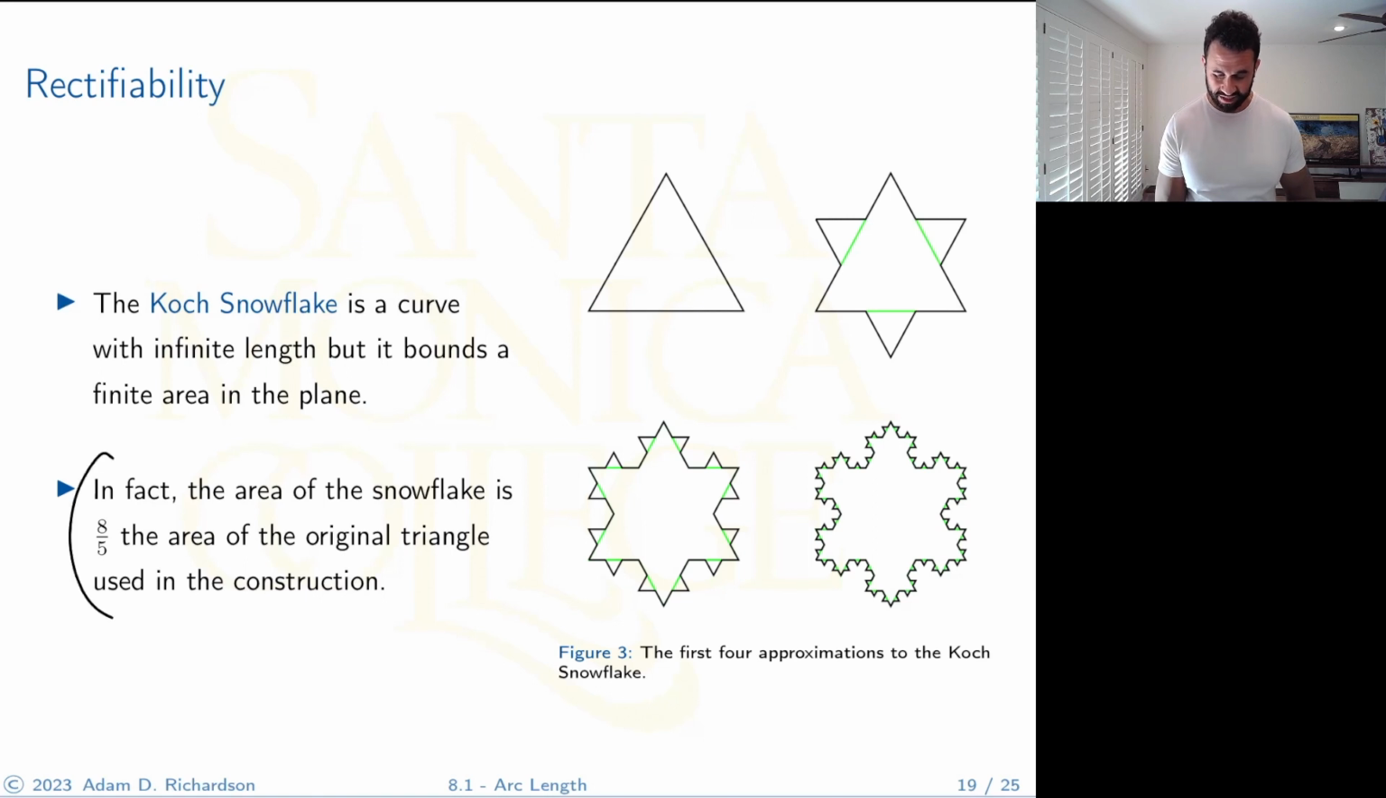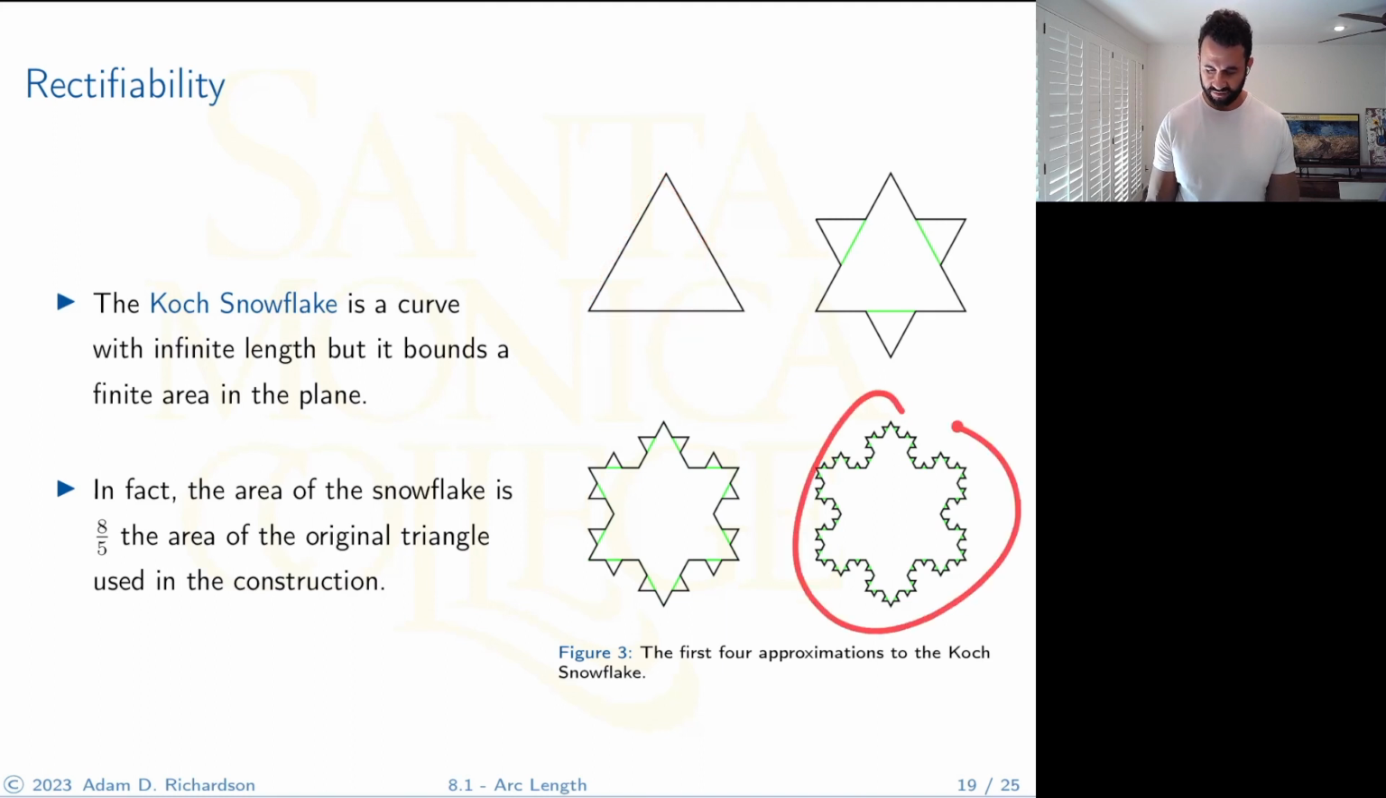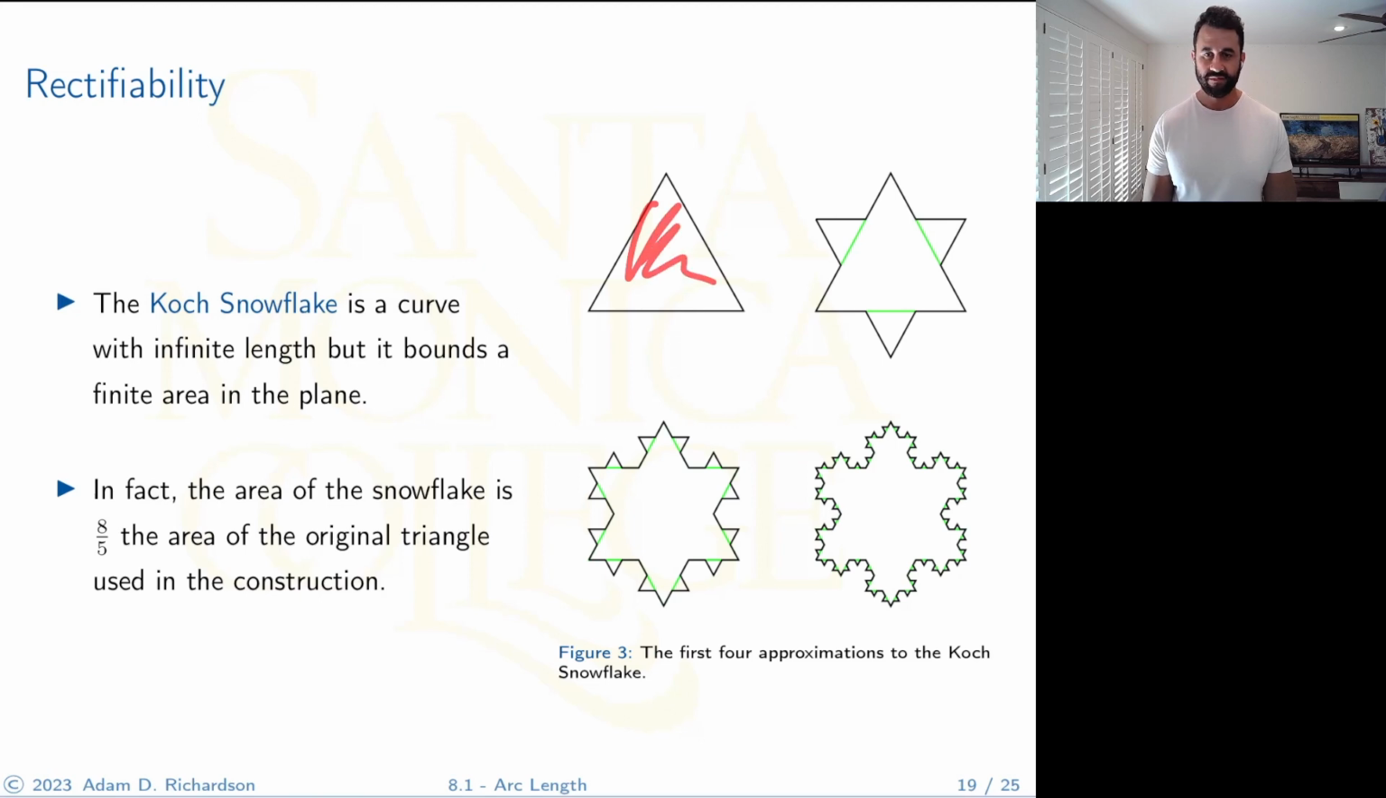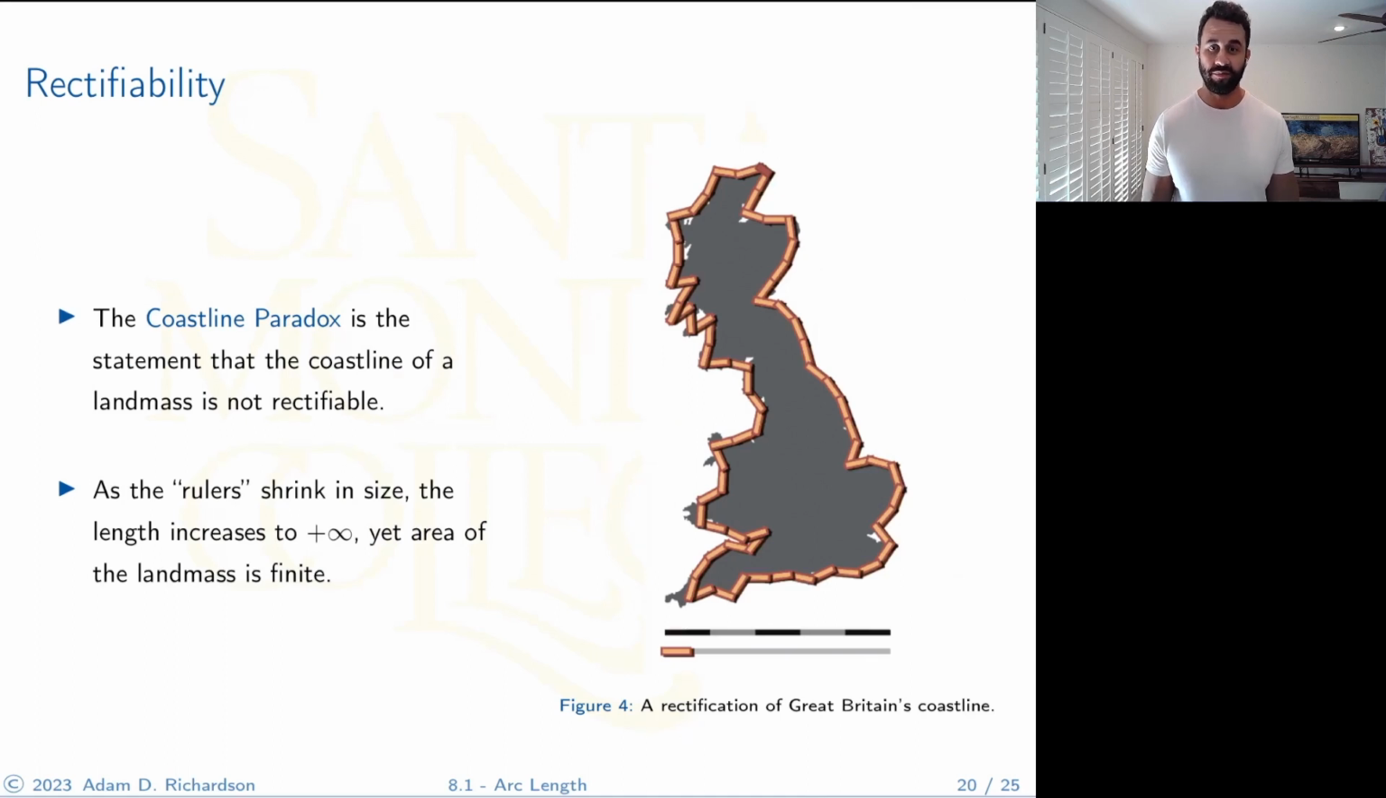And we actually have some interesting info about this particular curve. For one, the area of the snowflake, this is just an approximation. You keep doing this forever and ever and ever. The area is 8/5 the area of the original triangle. So if you know the area of this triangle, you know the area of the snowflake. It'll be 8/5 times this area. That's it.